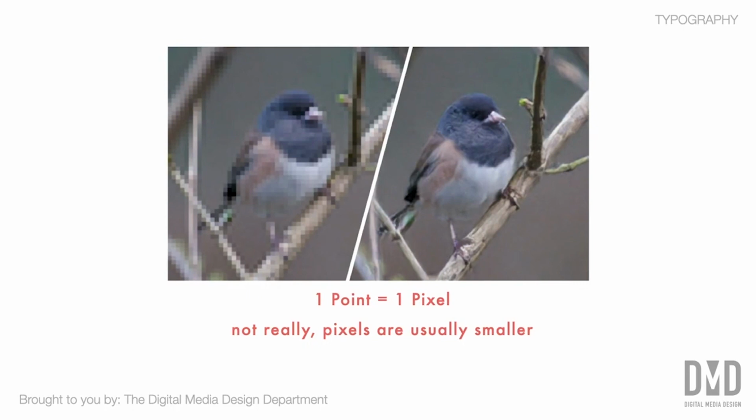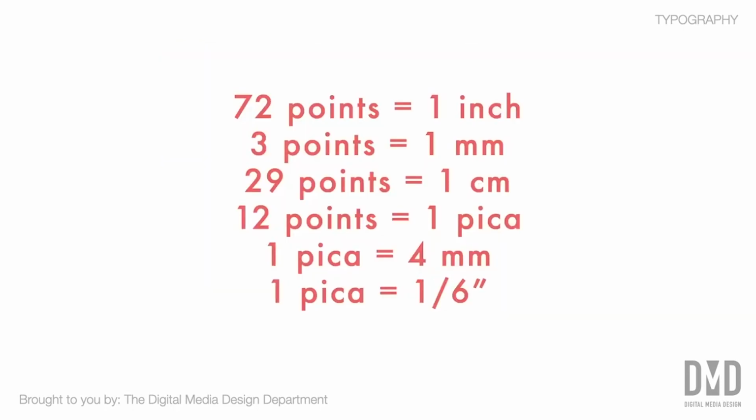Let's break this down. There are 72 points in an inch, or about 3 points in a millimeter, or 29 points in a centimeter. So working with points is pretty straightforward. But what about picas? Well, picas is where most designers start to get confused because there are 12 points in a pica, just like there are 12 inches in a foot. So that means a pica is about 4 millimeters, or about 1/16 of an inch. It's not really that hard, but it takes some time to get used to.